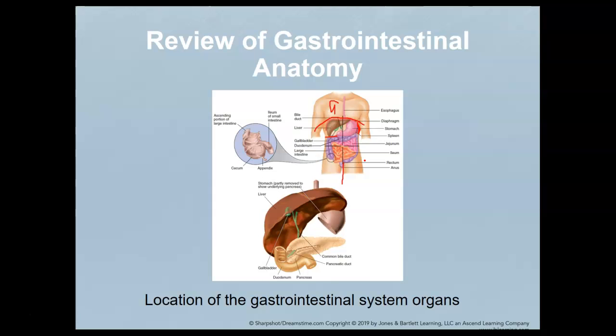So then we move on to your small intestine. It's the longest part of your digestive tract, guys. You need to understand that. It's the primary site of your food digestion and absorption of nutrients, and that's important to remember.